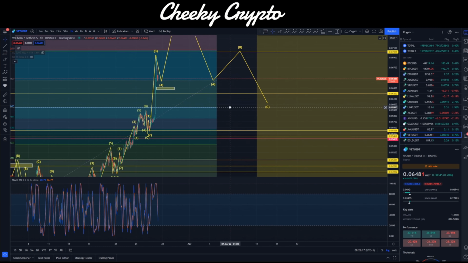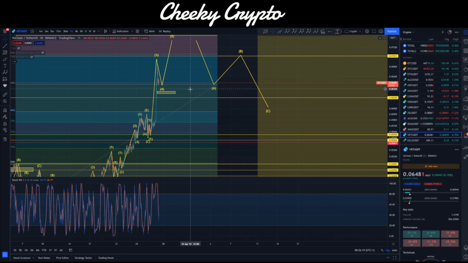So we're not looking at anything being invalidated, but we should also be aware that if the price was to drop down below our wave 1, essentially at 5.7 cent, we are going to be talking about invalidation of the structure, but I don't think that is likely.